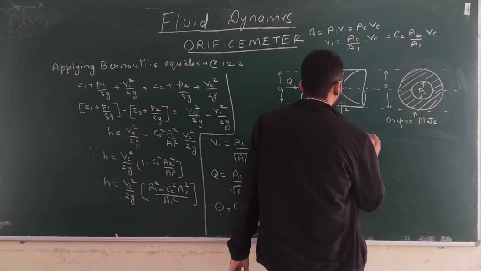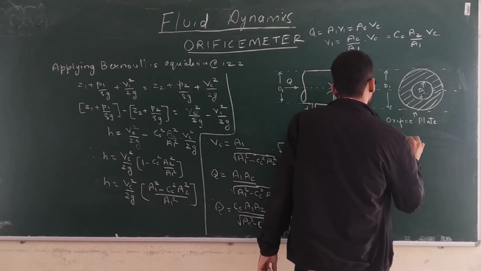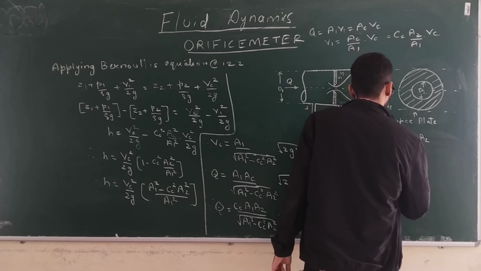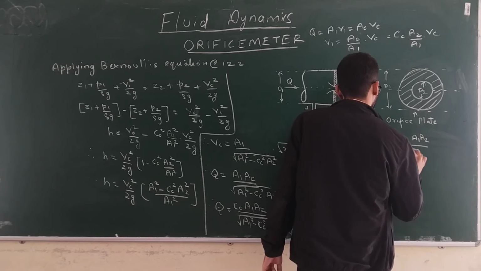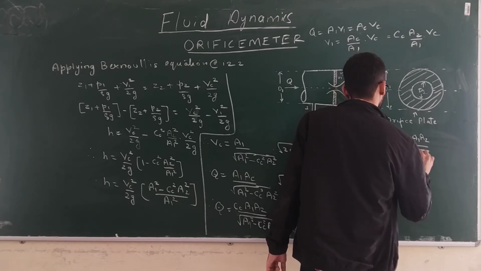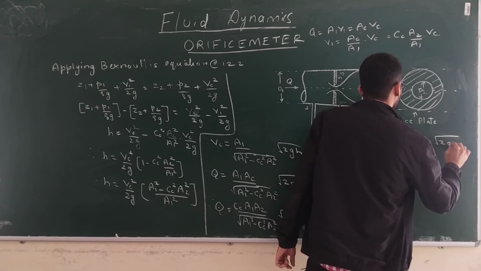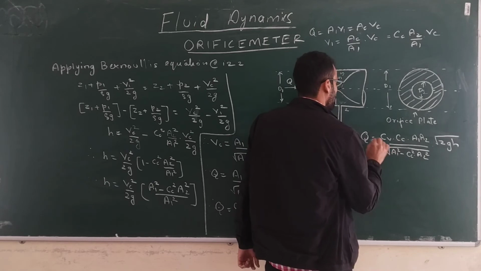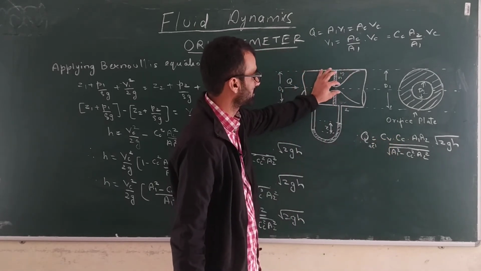So therefore Q is equal to CV into CC into A1 A2 upon under root of A1 square minus CC square into A2 square into under root of 2GH. Okay. So the same formula I am multiplying by CV. CV is the coefficient of velocity, which will give you the corrected velocity.